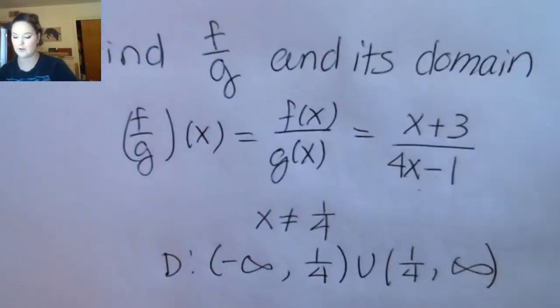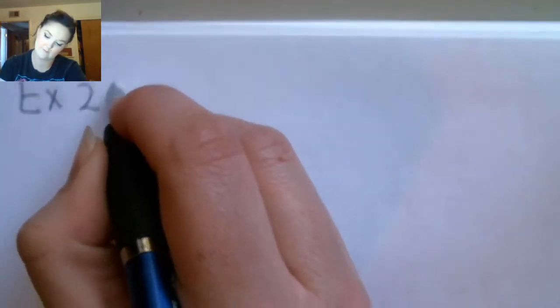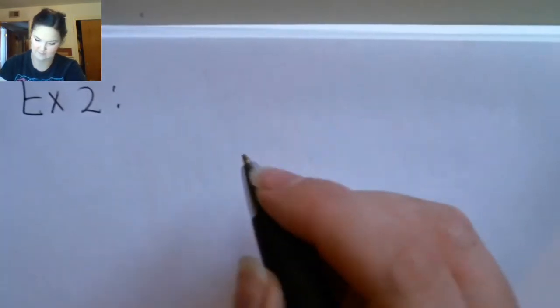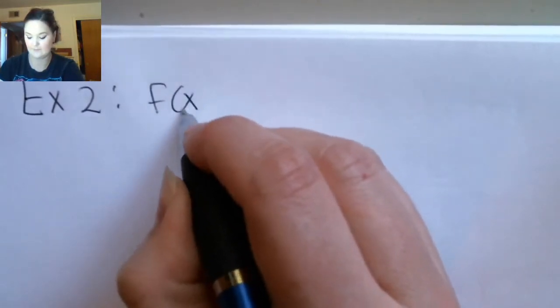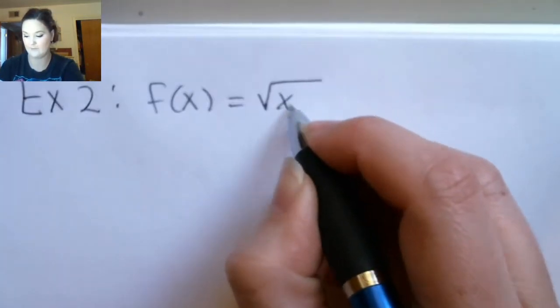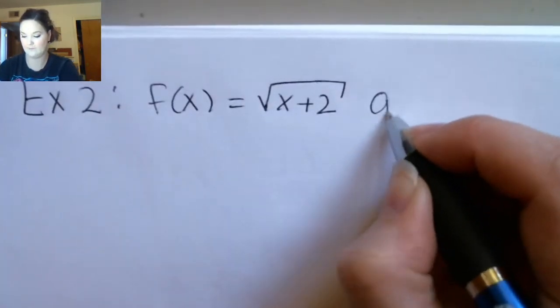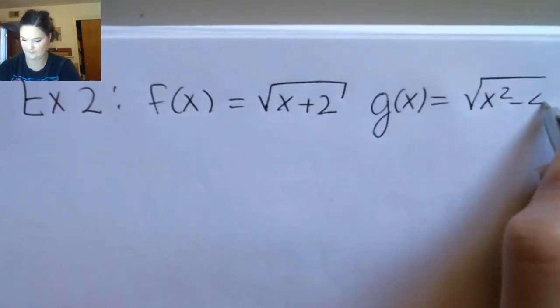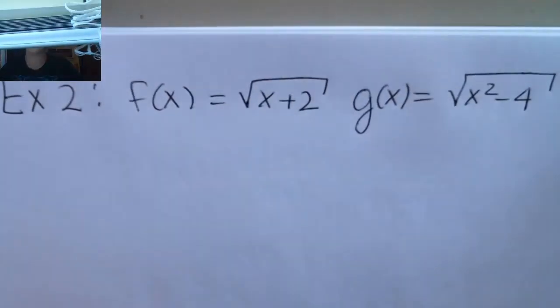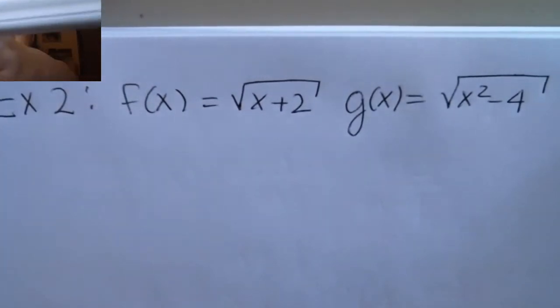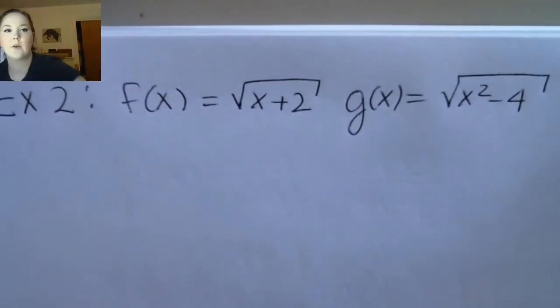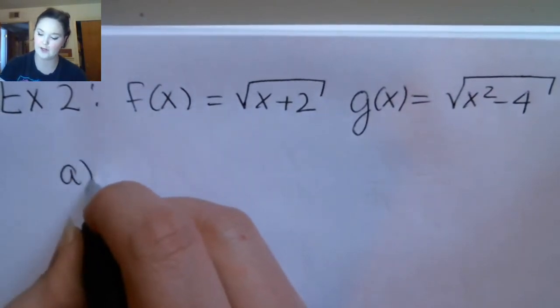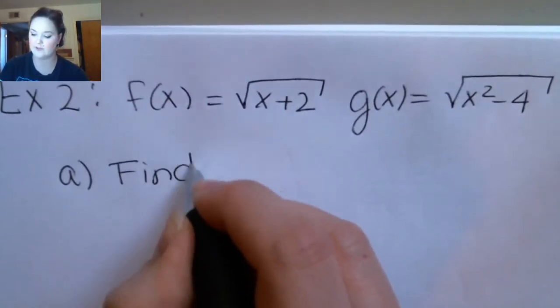Let's do a little harder example like this. So the first thing we're going to do for part A is just find the domain of each of these separately.